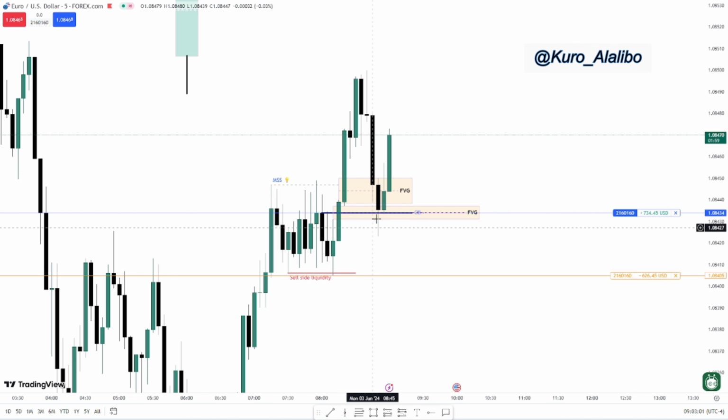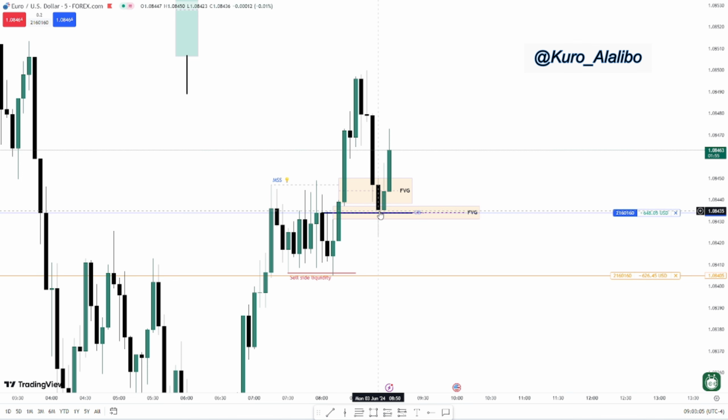And look at the bodies. The wicks do the damage. The bodies tell the story. The bodies close above the order block. That's how you know a high probability order block.